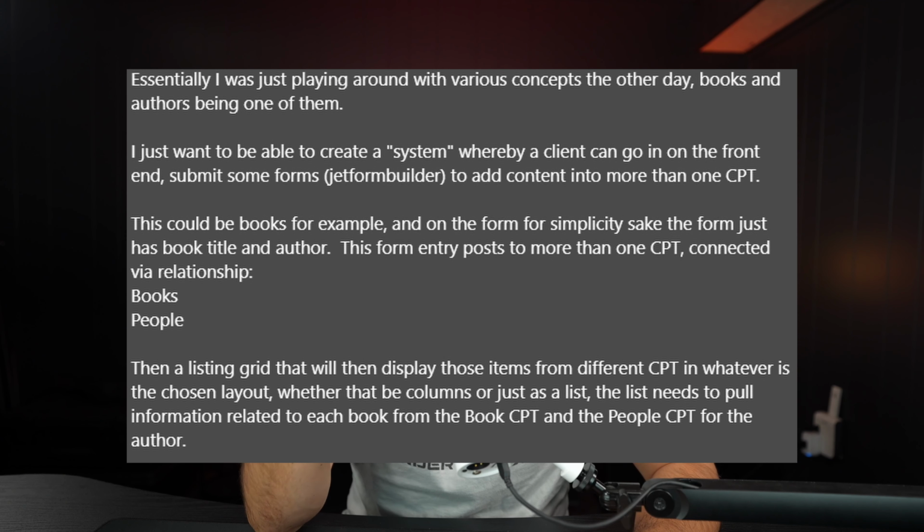So a viewer of the channel reached out to me recently and asked specifically, how do you create two custom post types and then go into a front end form, not the back end, and create posts for each one of those and relate them all at the same time? Now, immediately, I thought this was a pretty interesting use case.